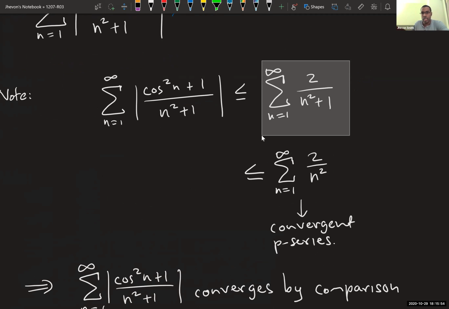You can say this is less than this, and this one converges by the integral test, because the integral of this is arctangent of n, and as n goes off to infinity, that would go to pi, and as n goes to 0, that would go to 0. So this actually converges to pi under the integral test. The corresponding improper integral converges to pi.